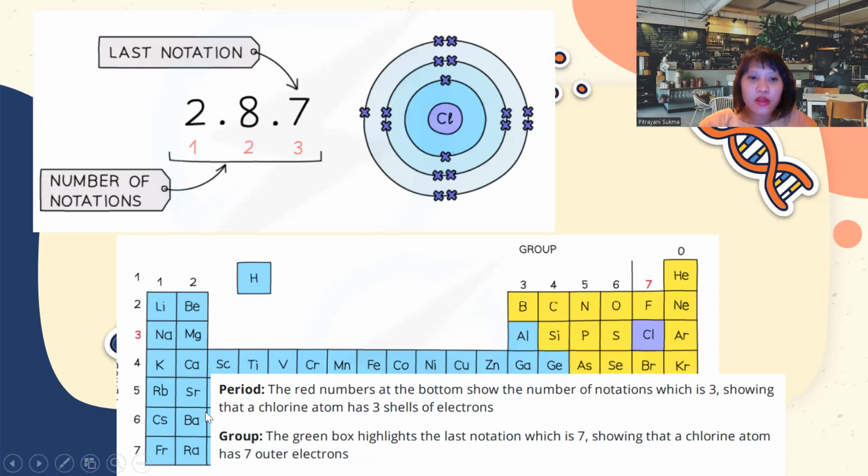So let's review. For the period, the red numbers at the bottom show the number of notations, which is 3, showing that a chlorine atom has 3 shells of electrons. And for the group, the green box highlights the last notation, which is 7, showing that a chlorine atom has 7 outer electrons. So the group of the periodic table shows the number of outer electrons in the valence shell, and the number of notations shows the period in the periodic table.